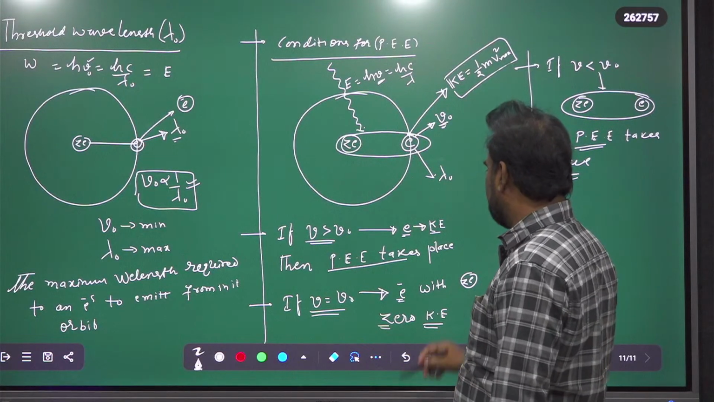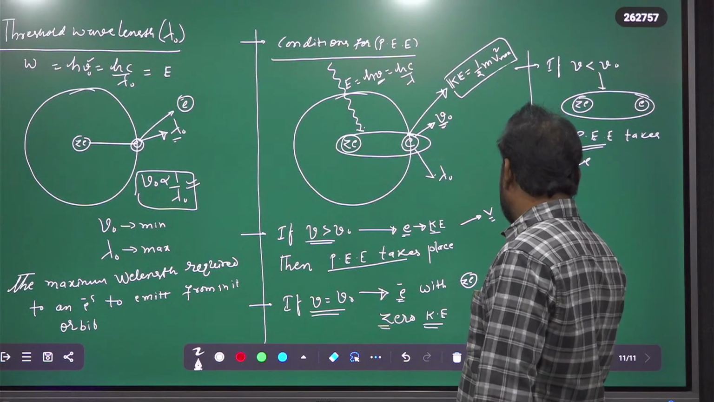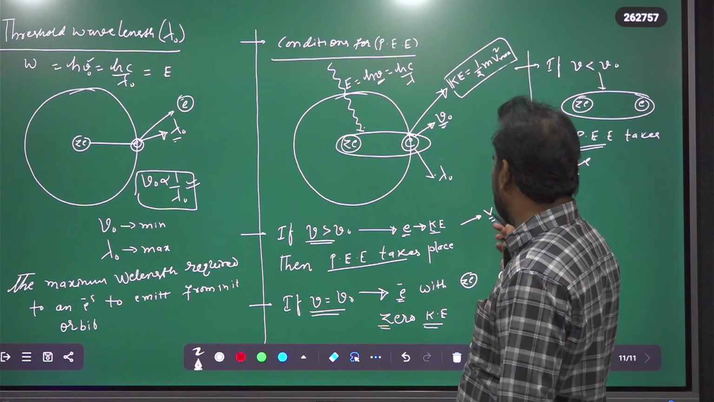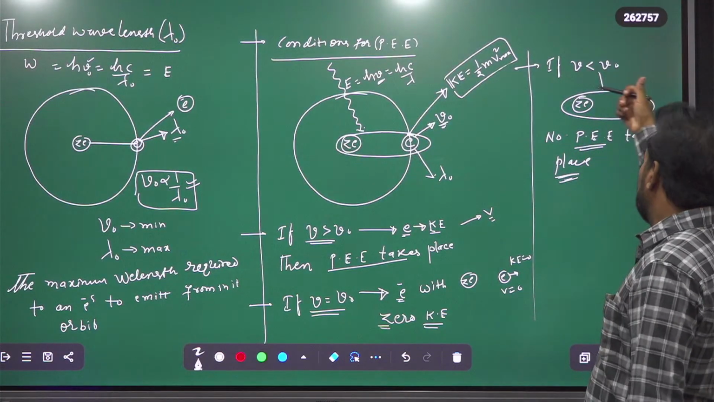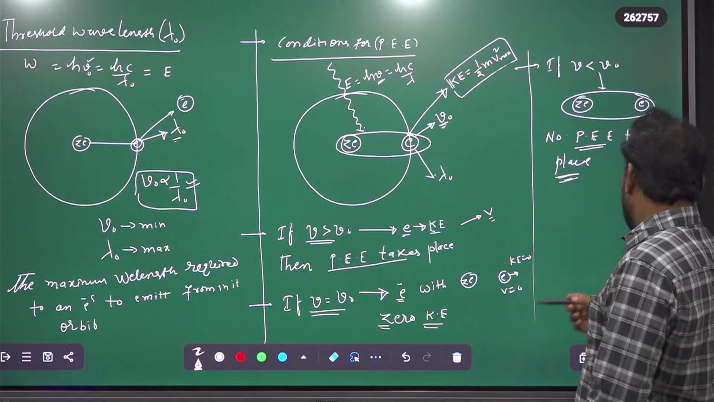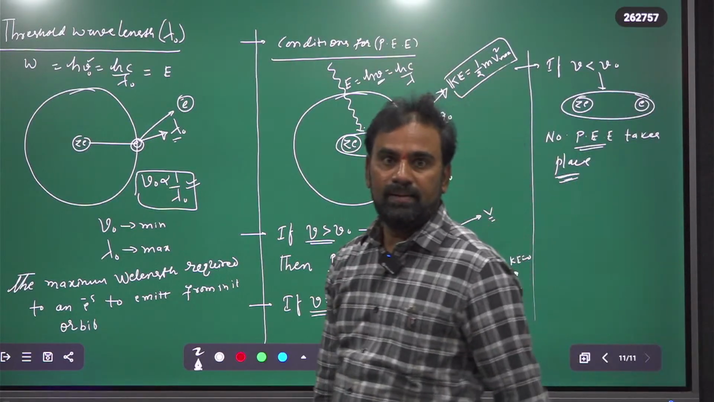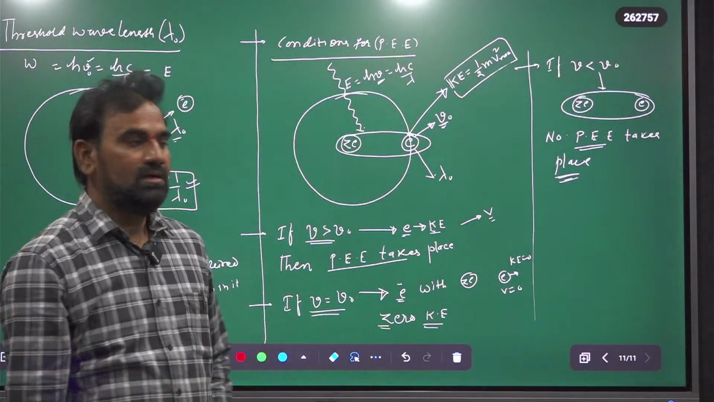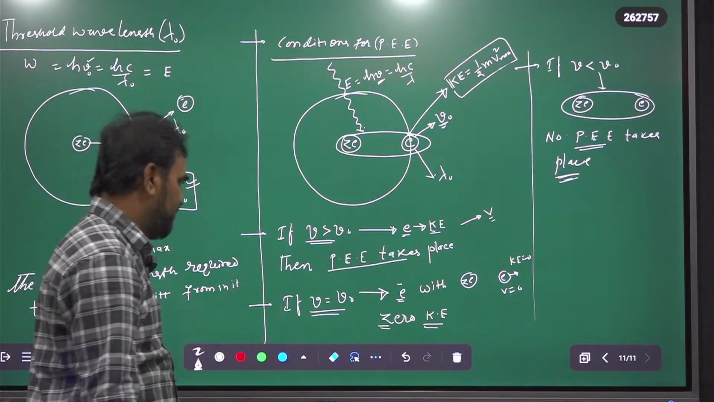So in the first condition, which is releasing with some amount of velocity, here velocity would be equal to 0. In the first case, it would possess some amount of velocity. In the third case, the photoelectric effect does not take place. Is it clear? These are the conditions applicable for the photoelectric effect.